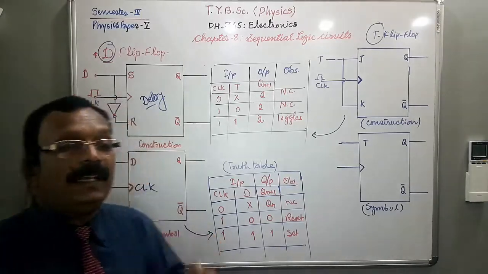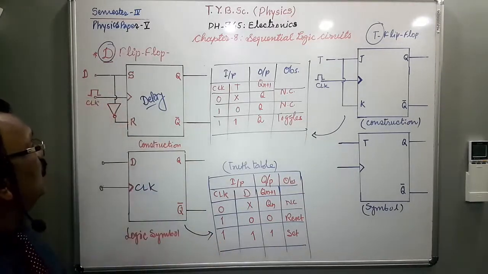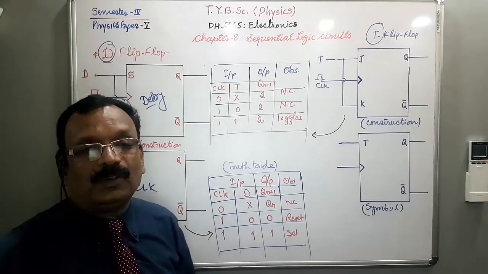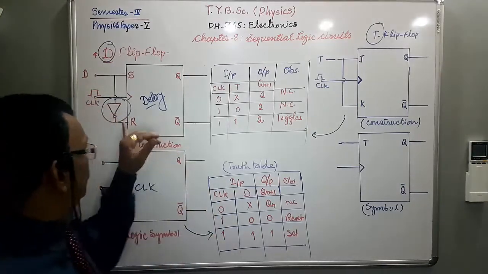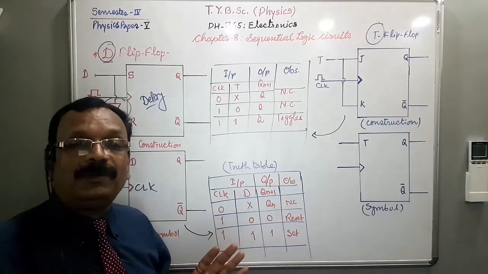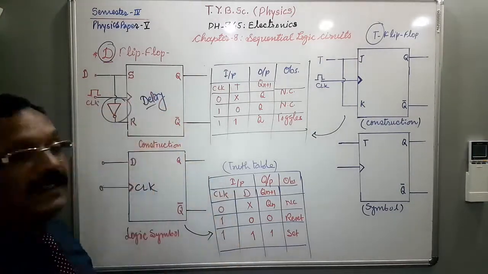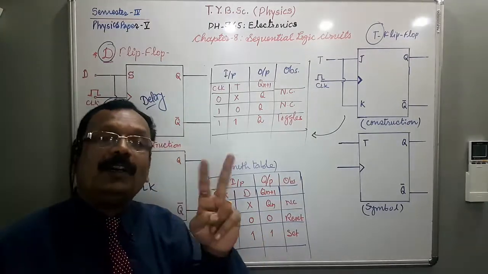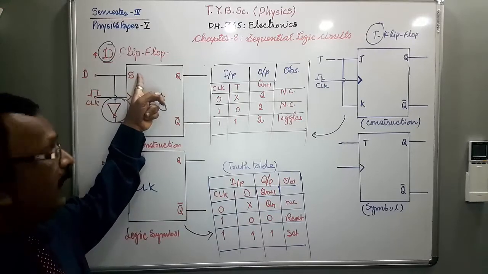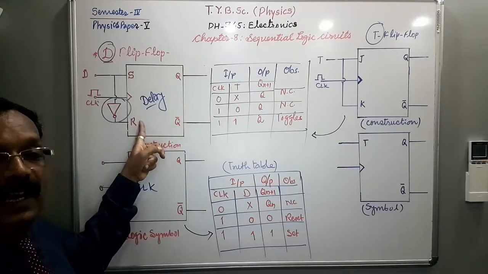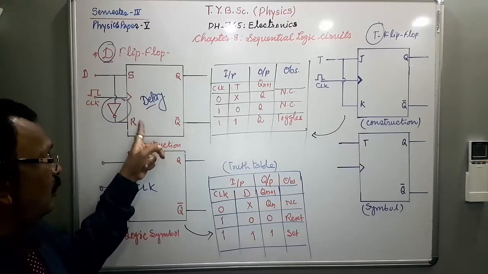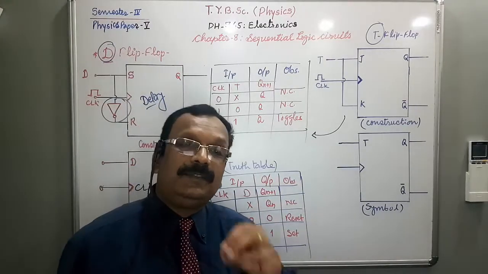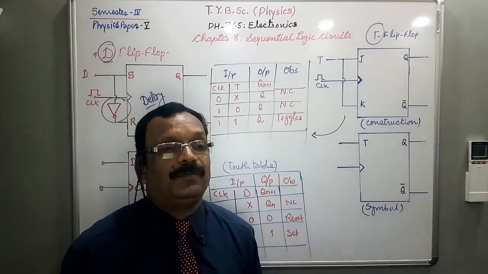As they are connected through this inverter, this inverter is playing a very important role. Due to this inverter, it is not possible to maintain both S and R at either 0 or 1. There are only two conditions: either this is high or that is high. When this is high, this is low. When this is low, this is high. This is a very simple process.